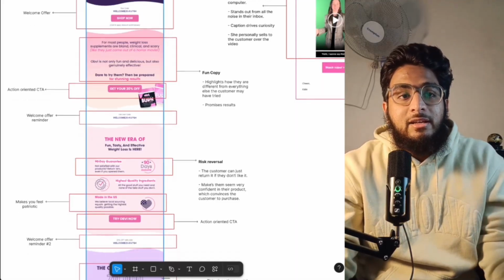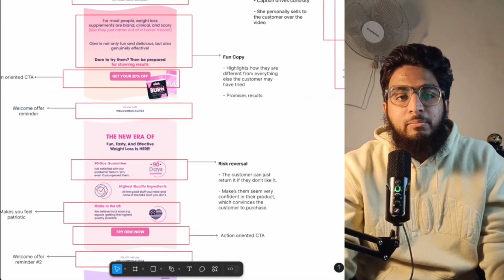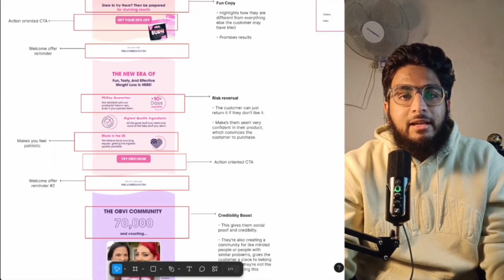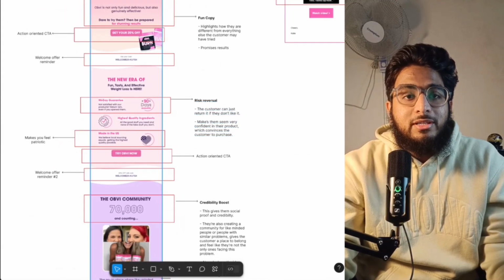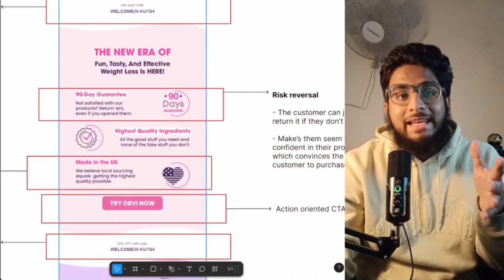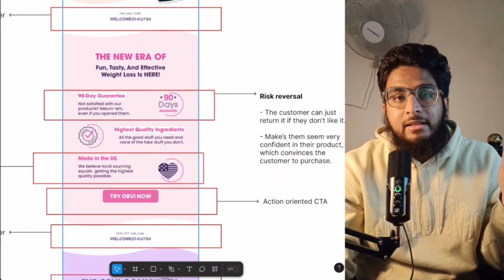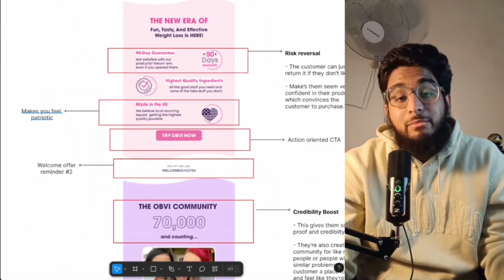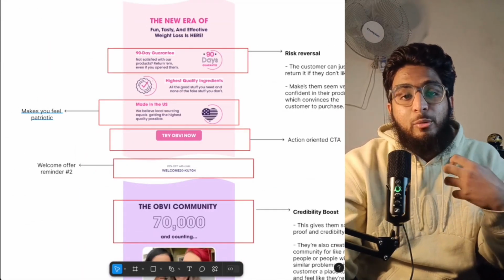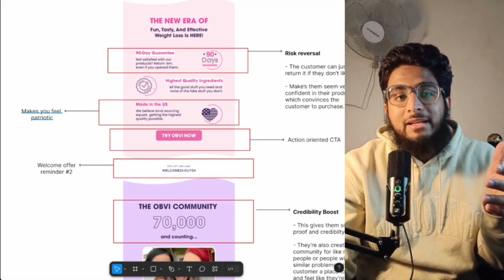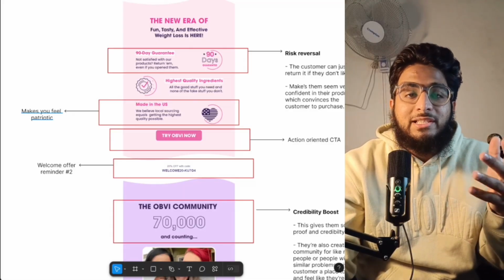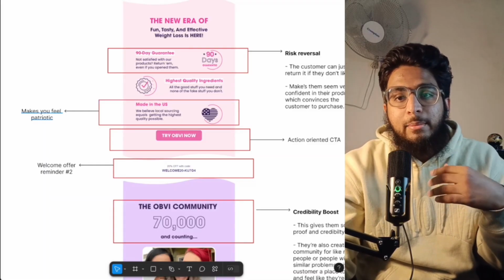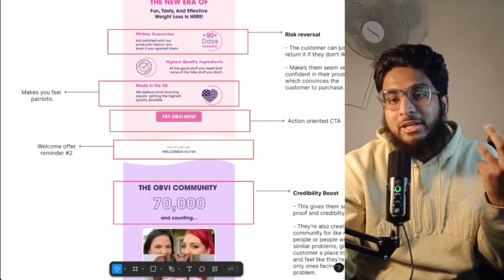And next thing here is a welcome offer reminder. So after the first one here, they remind you about the welcome offer again. And here again, they talk about a few risk reversal things. If you're not satisfied with the product in 90 days, you can just return it. And they talk about a few other things. And here, made in the USA, it makes you feel more patriotic, and it makes you feel better that you're not buying from a place like China, and instead you're buying from something that is homegrown and made in your homeland. That makes you feel a little patriotic.